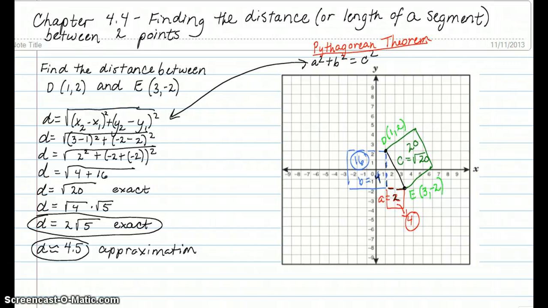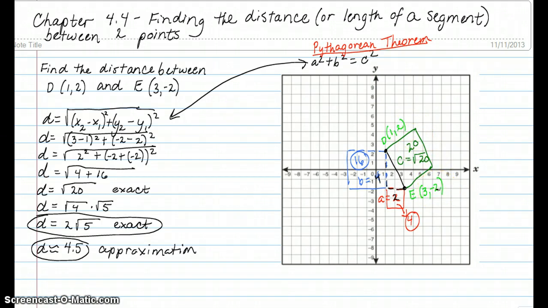And so before we go over there, let's take a look at how you get a. Well, a is essentially your run. Your x sub 2 minus x sub 1 is going to be your run here, which is going to be your 2. Your rise, again, this is all going back to slope, is going to be 4, which is the difference between your y values. So that's where you get your a and your b.